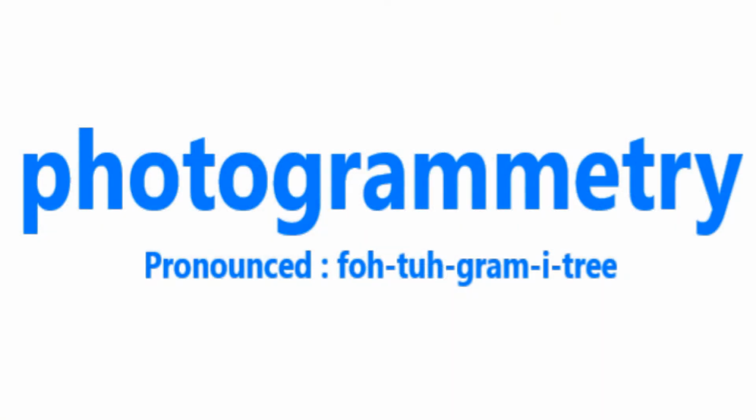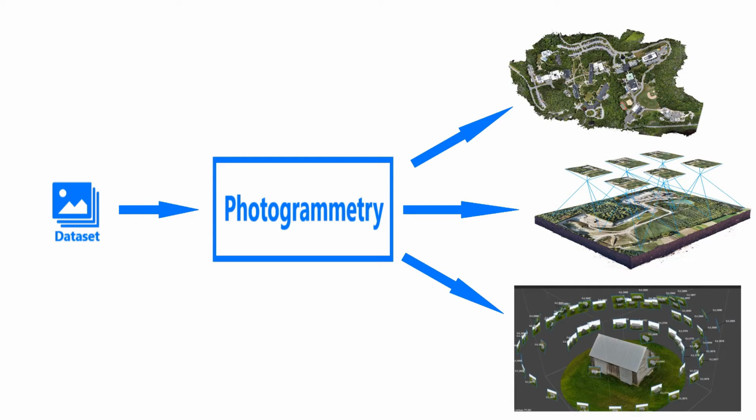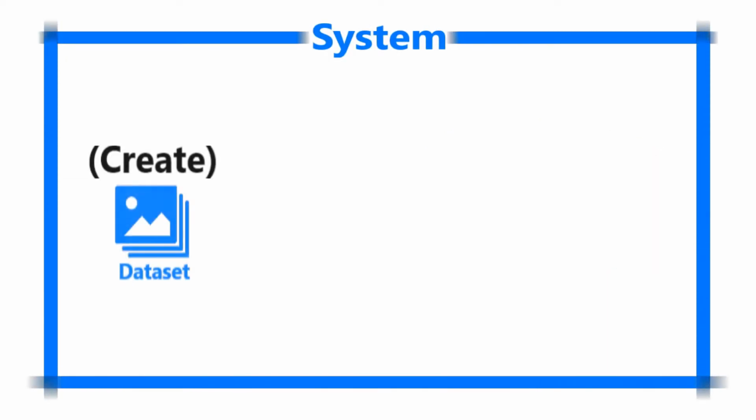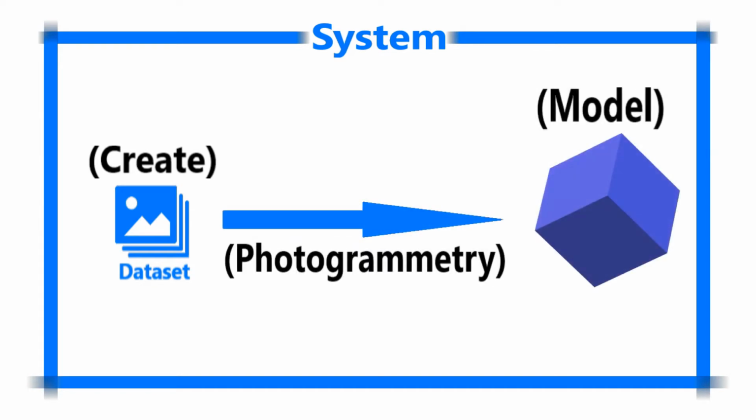Photogrammetry is the science of making measurements on photographs. The input of photogrammetry is photographs, and the output is typically a map, a drawing, a measurement, or a 3D model of some real-world object or scene. My project is to create a system that will make a dataset of images of an object and use photogrammetry to create a 3D model of the same.